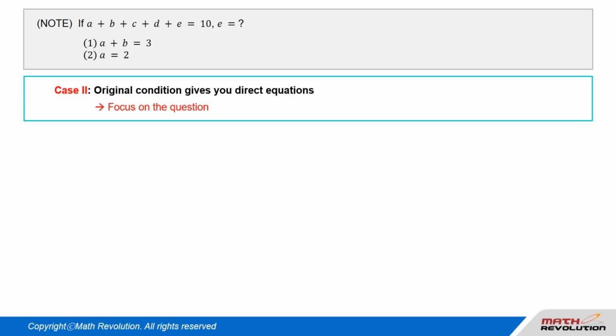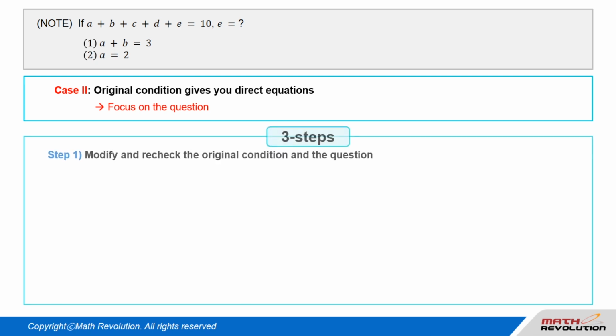Solution. Now we will solve this DS question using the variable approach. Case 2. When the original condition gives you equations directly, you should focus on the question. Let's apply the 3 steps suggested previously. The first step. Modify the original condition and the question to suit the type of information given in the conditions.